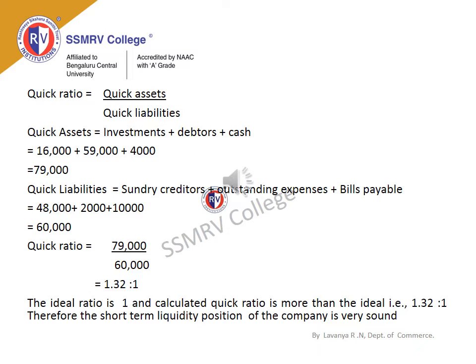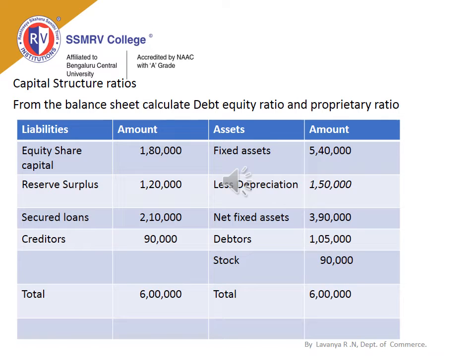So it shows that the short-term liquidity position of the concern is very good. We will understand the calculation of capital structure ratios. Capital structure ratios are used to determine the long-term financial position of a concern. The debt equity ratio, proprietary ratio, interest coverage ratio, and capital gearing ratio are a few examples of capital structure ratios.